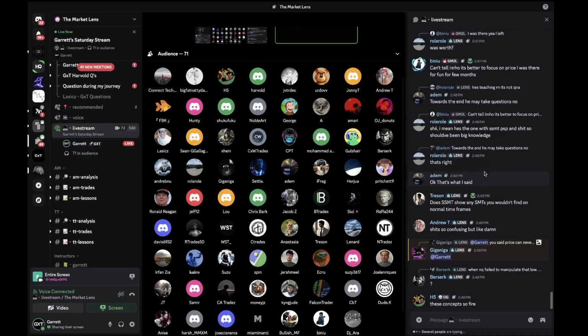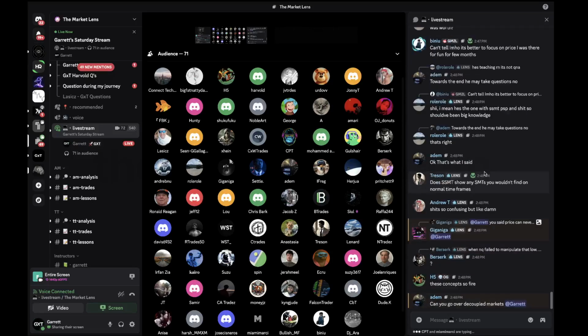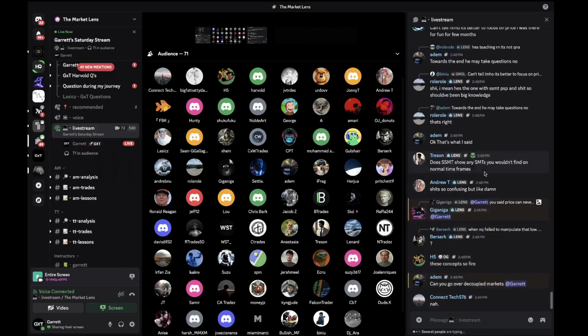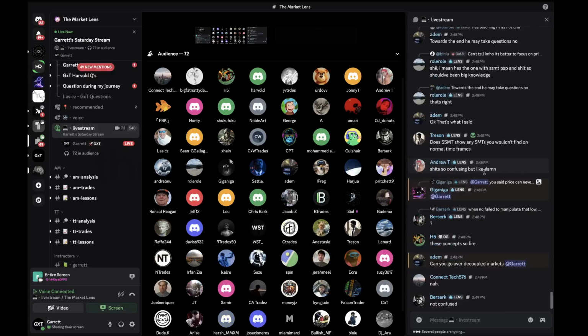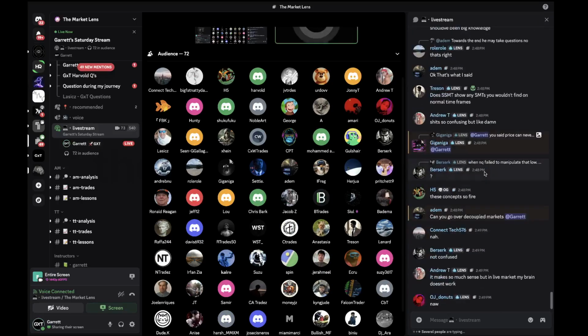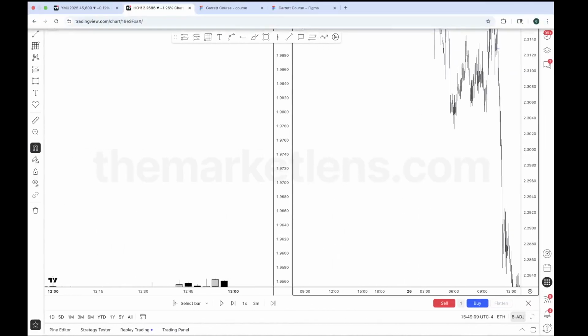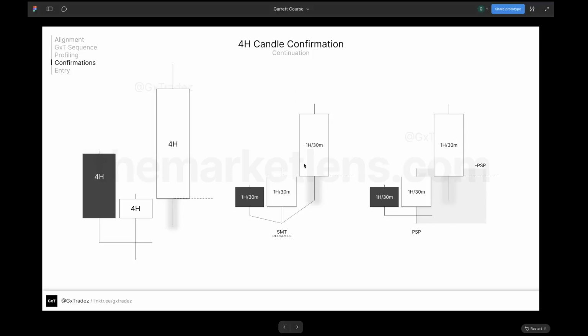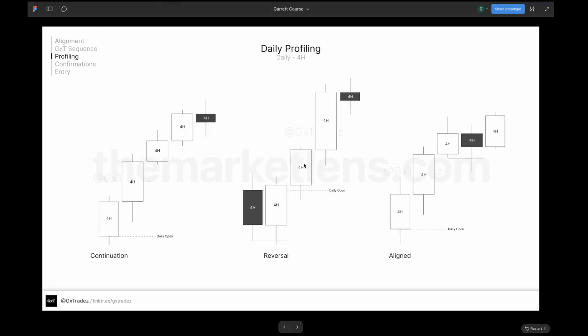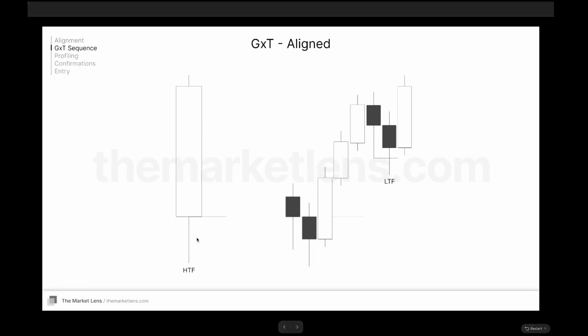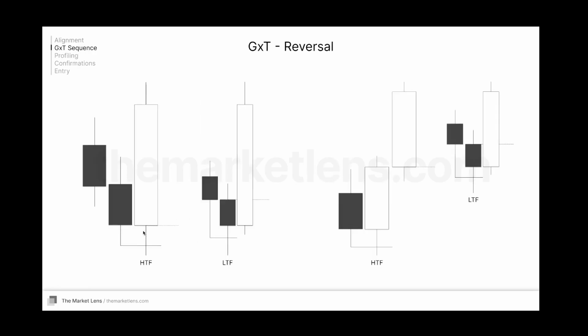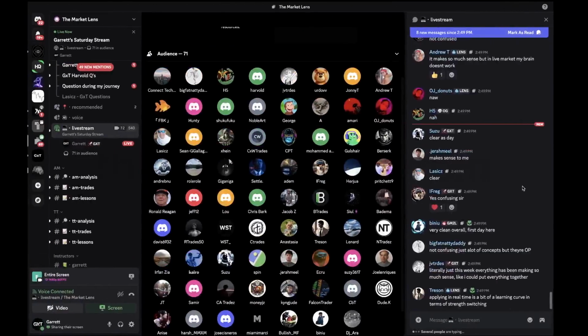Is it really confusing? Who's confused right now? What are you confused about necessarily? Because it's just two things basically. It's literally just the GxT model, which is very, very simple, right? Profiling a higher time frame candle with a lower time frame swing. Now you're just taking that swing formation and confirming it with a PSP or an SMT between swing points. That's it. That is it.